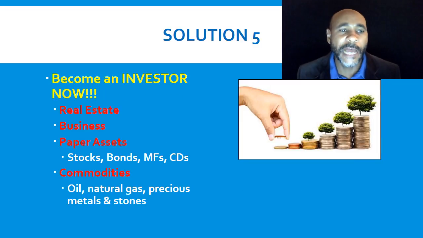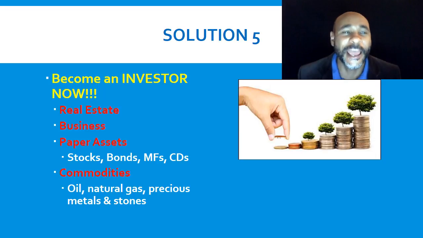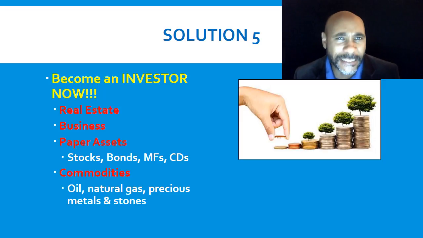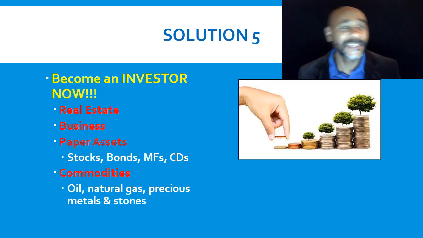Solution number 5 is to become an investor now. That's right, guys. Let's do it right now. All right. Now, according to Mr. Robert Kiyosaki, there are basically 4 asset classes that we can begin to invest in.